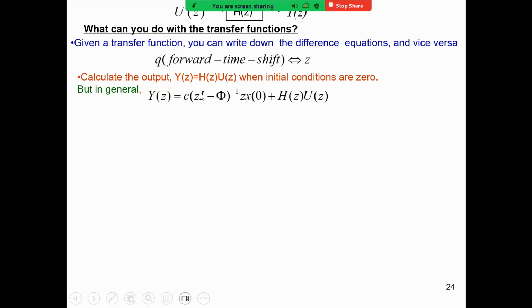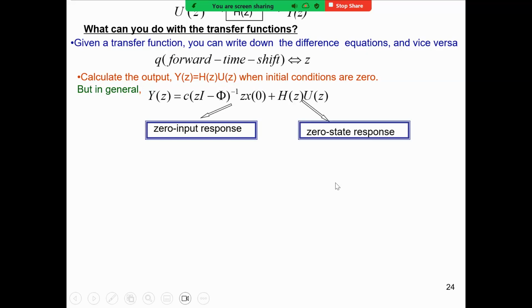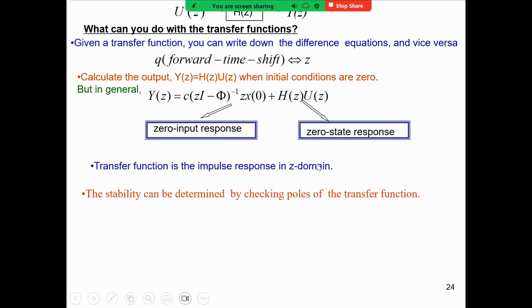But in general, we know the output will depend upon the initial condition, right? But we also know that if the system is stable, the zero input response will go to zero. So if the system is stable, it is safe to just use the transfer function. It just means at the beginning there may be some difference, but eventually it will be a good way to compute the output. And we know that the transfer function is also the impulse response, because for the impulse signal, the transform of the input signal is one. That's how we get this result.